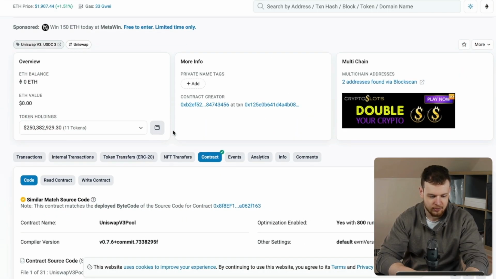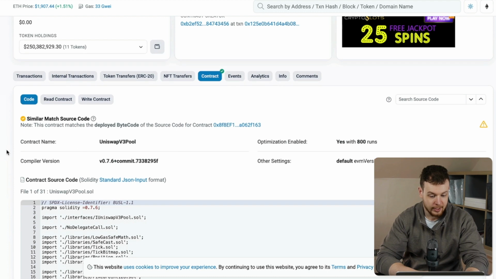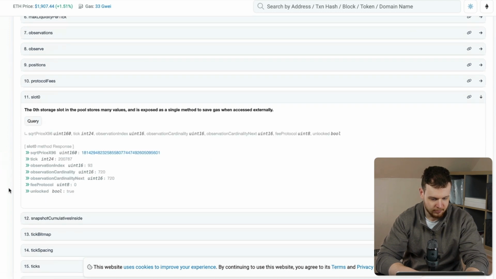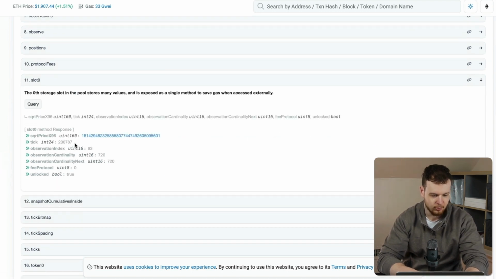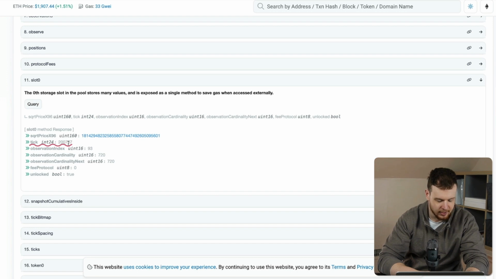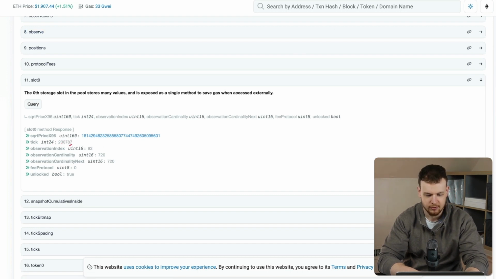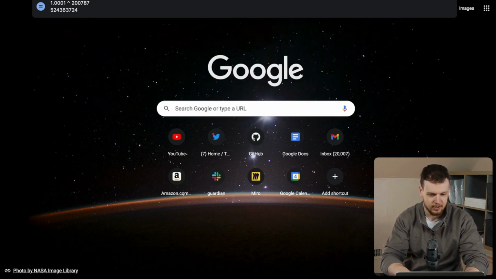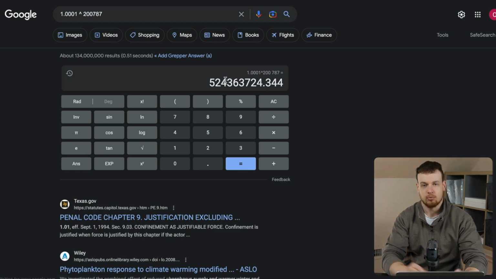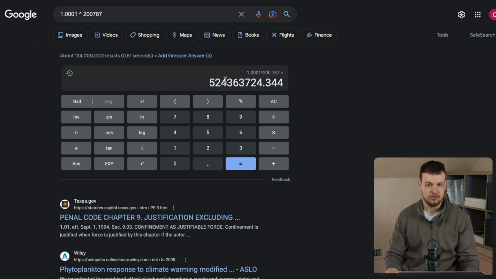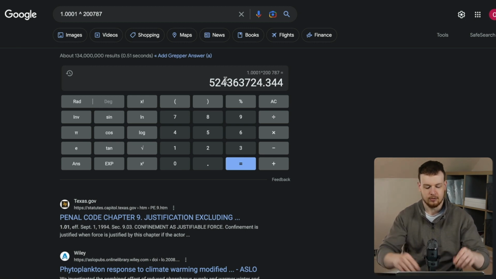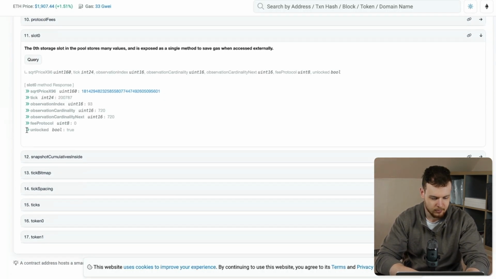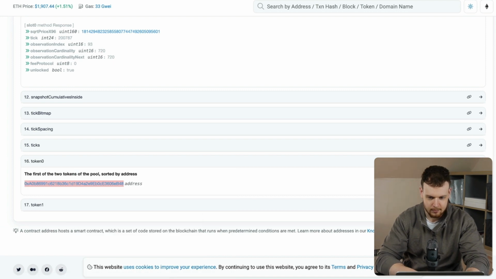So let's actually go and do this on the Smart Contract Explorer on Etherscan right now. We're looking at the Uniswap V3 pool for USDC and Ether. And we can see the latest tick that this pool is on is 200,787. So when we raise 1 and 1 basis point to this tick here, it's going to give us the price of 1 USDC in terms of Ether, since in this pool, we can see that token 0 is USDC.